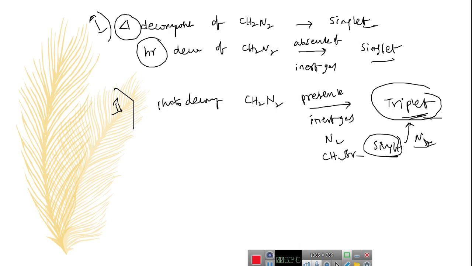Of course, as we discussed earlier, carbene formed from alpha elimination of gem dihalides or trihalides always produces singlet carbene. So this is also one important point, that is alpha elimination. So alpha elimination, thermal decomposition of diazomethane, or photochemical decomposition of diazomethane in absence of inert gas generally produce singlet carbenes, whereas photochemical decomposition of diazomethane in presence of a large amount of inert gas like nitrogen or solvents like dibromomethane generally produces singlet carbenes followed by collision with nitrogen molecules to produce triplet carbene.